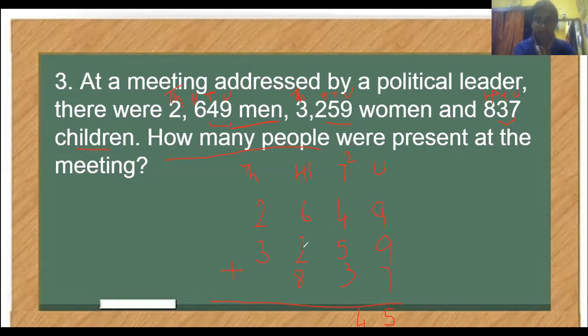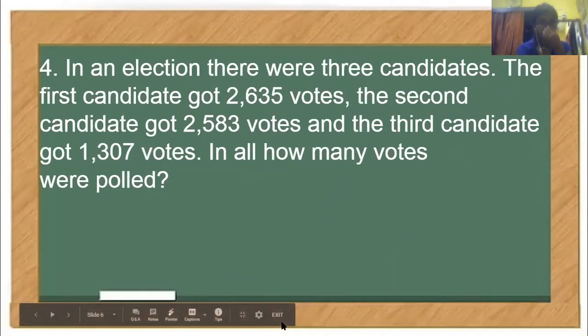6 plus 2, 8. 8 plus 8 is 16. And plus 1 carry over is 17. 1 carry over here. Then 2 plus 3 is 5. Plus 1 carry over is 6. So 6,745 people were present at the meeting. Men, women and children को मिलाकर जोड़ने के बाद, this is the number of people that we got. Clear? Quickly do this in your notebook. Moving on to the fourth question.